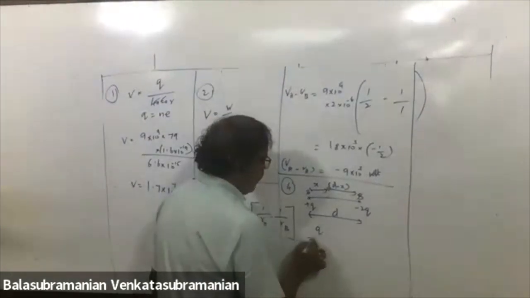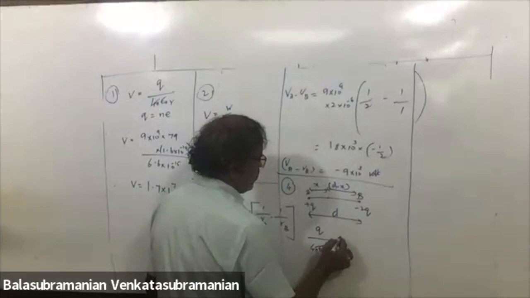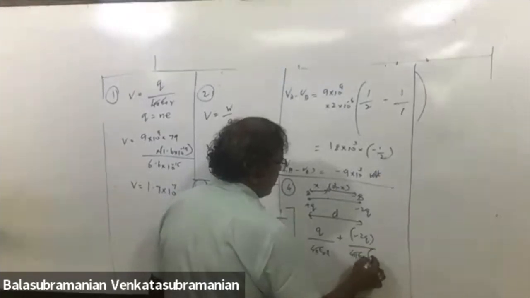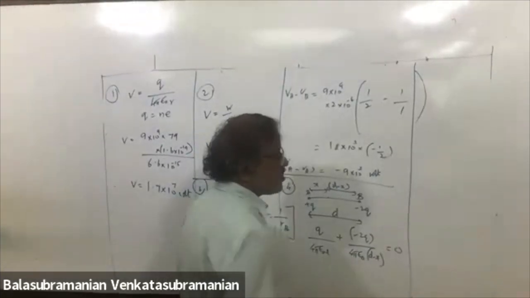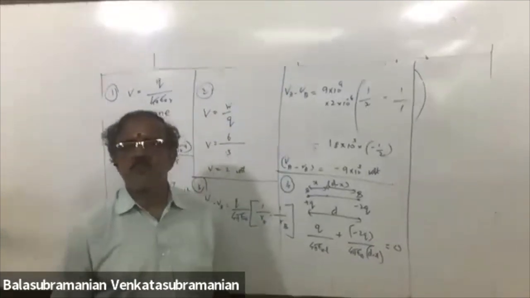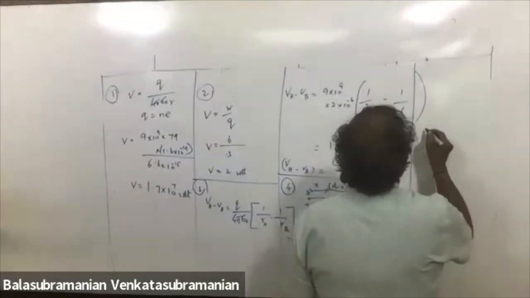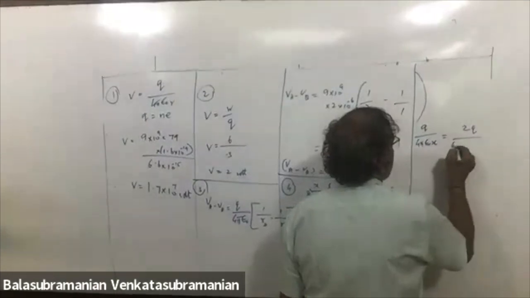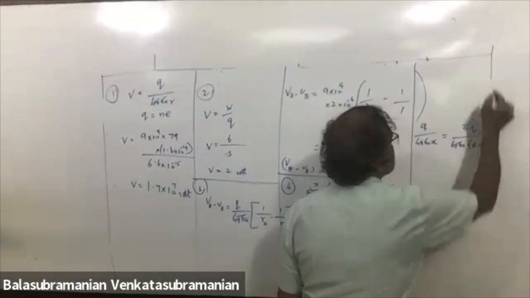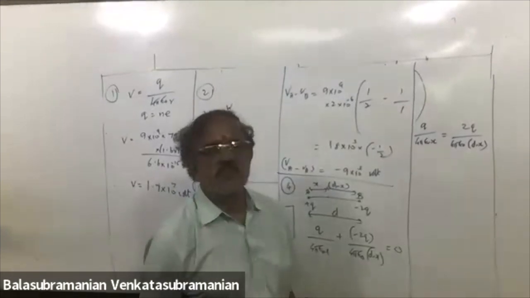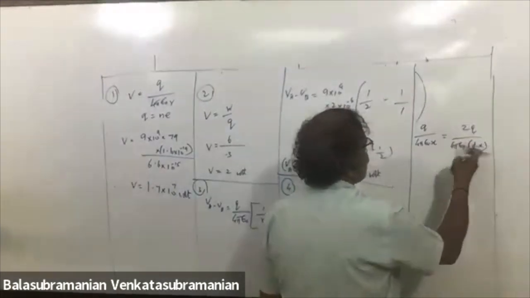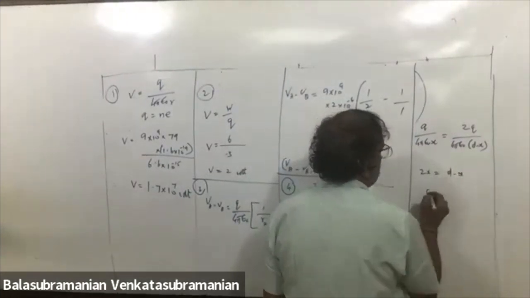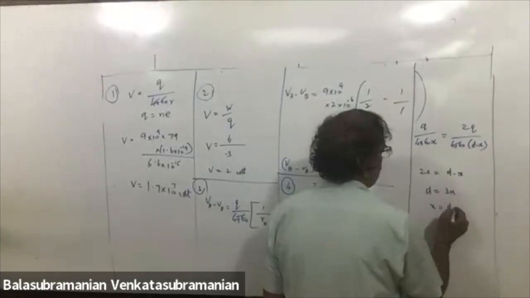So Q by 4 pi epsilon naught x plus minus 2Q by 4 pi epsilon naught D minus x is equal to 0. So I can write Q by 4 pi epsilon naught x is equal to 2Q by 4 pi epsilon naught D minus x. Q by 4 pi epsilon naught cancels. 2x is equal to D minus x. D is equal to 3x. x is equal to D by 3.